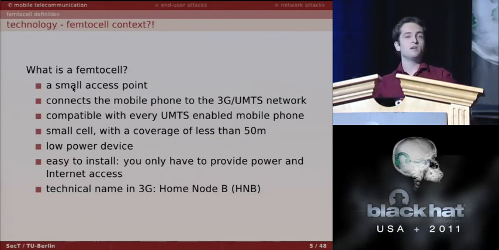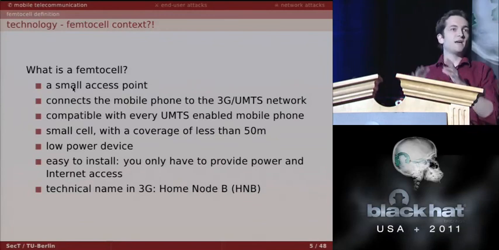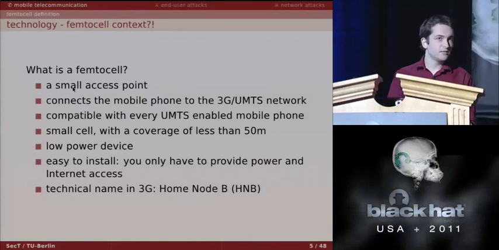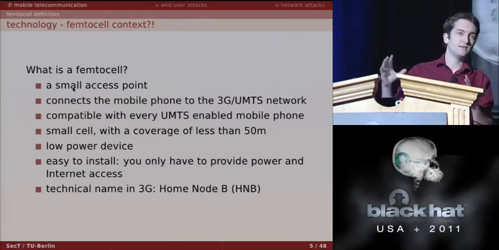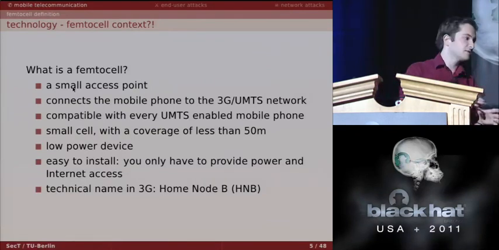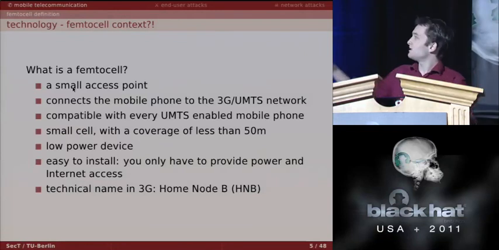Quite easy to install. The user buys it from the operator and installs it at home. It just needs power and Ethernet, connected to the network, and the femtocell will automatically connect to the home operator. The technical name in 3G for femtocells is home node B. We've seen the node Bs, the big antennas. Home node Bs are the small antennas that we place at home. And this acronym, HNB, we'll use in the diagrams because it's the technical name of it.